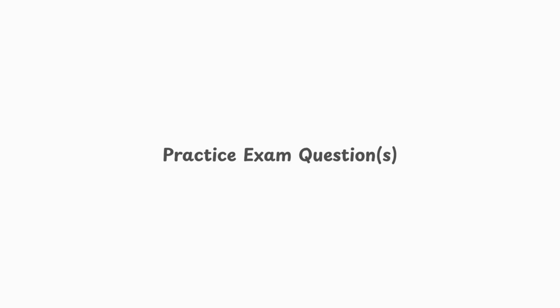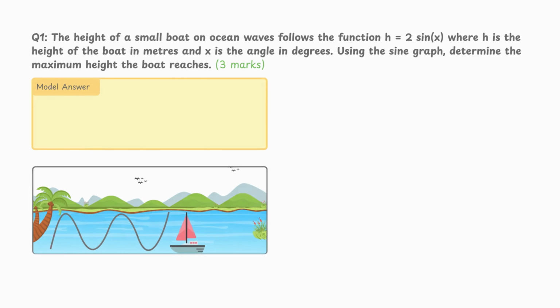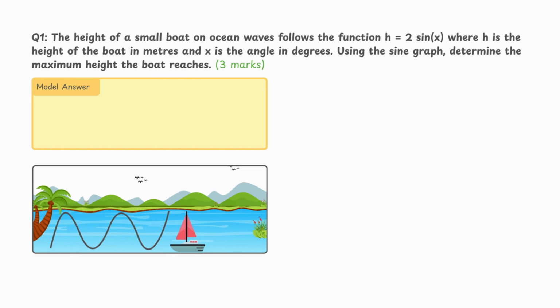Now, let's dive into some exam-style practice questions. You can pause the video and try yourself. Question 1. The height of a small boat on ocean waves follows the function h equals 2 sine x, where h is the height of the boat in meters and x is the angle in degrees. Using the sine graph, determine the maximum height the boat reaches.